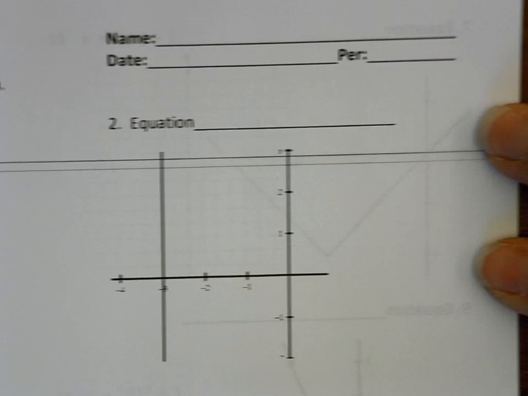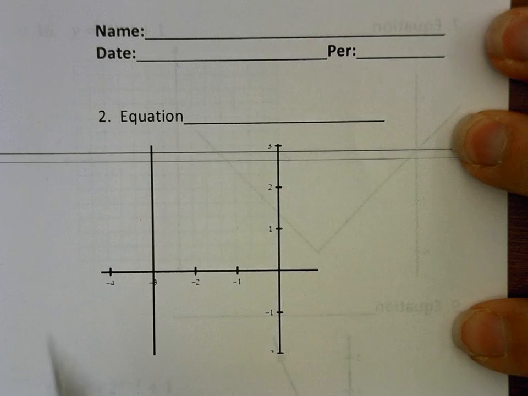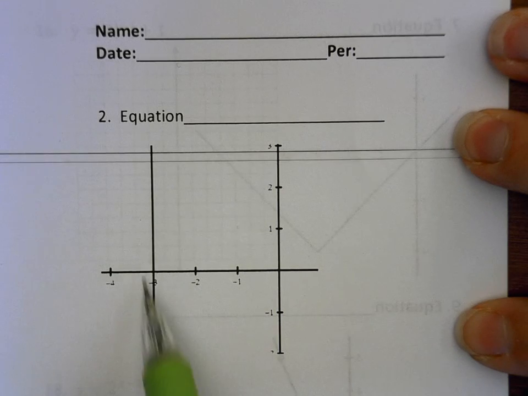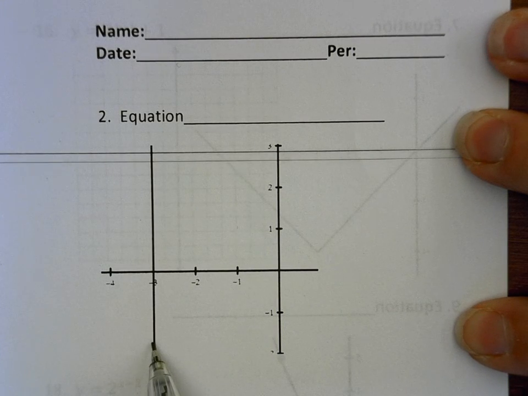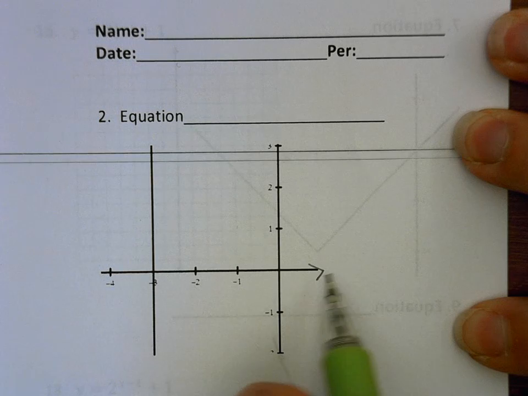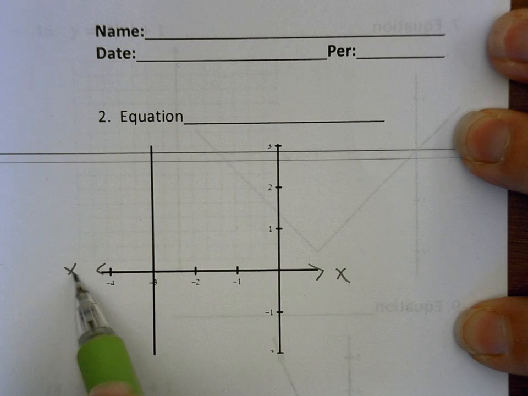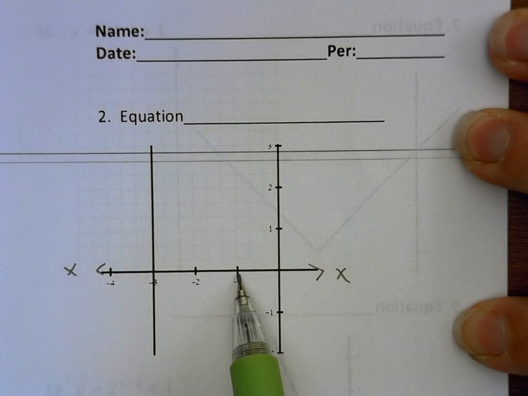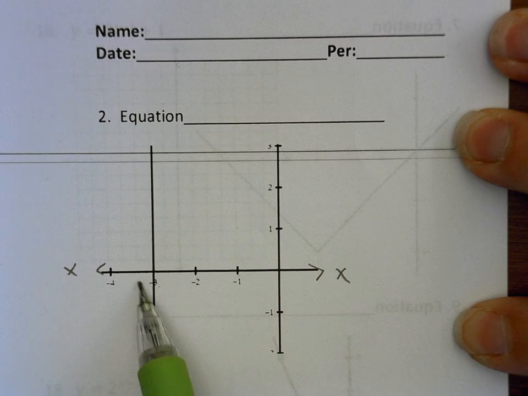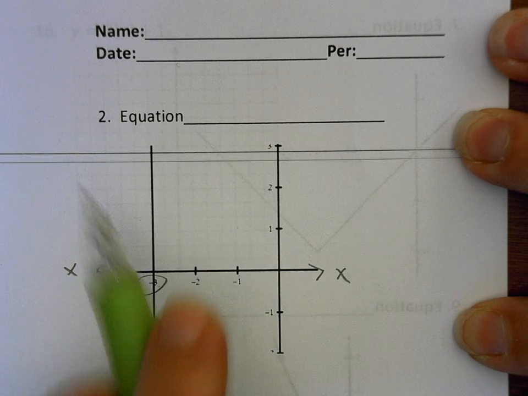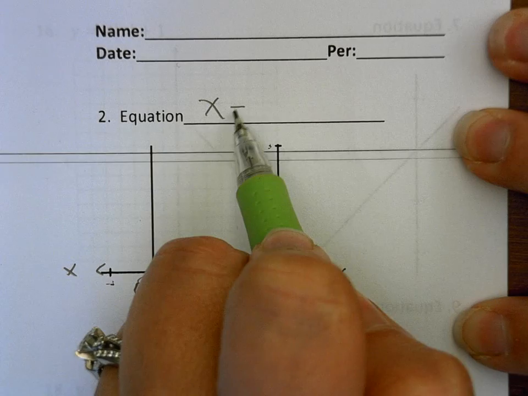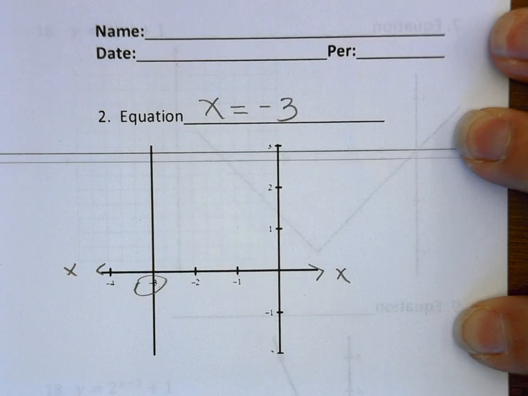For question number 2, again, this is a linear equation, and it crosses the x-axis at -1, -2, -3. So it crosses the x-axis at -3.